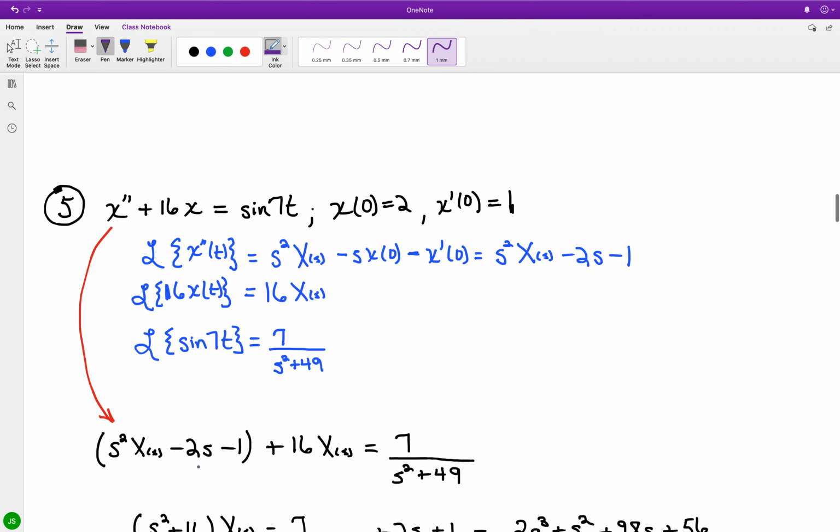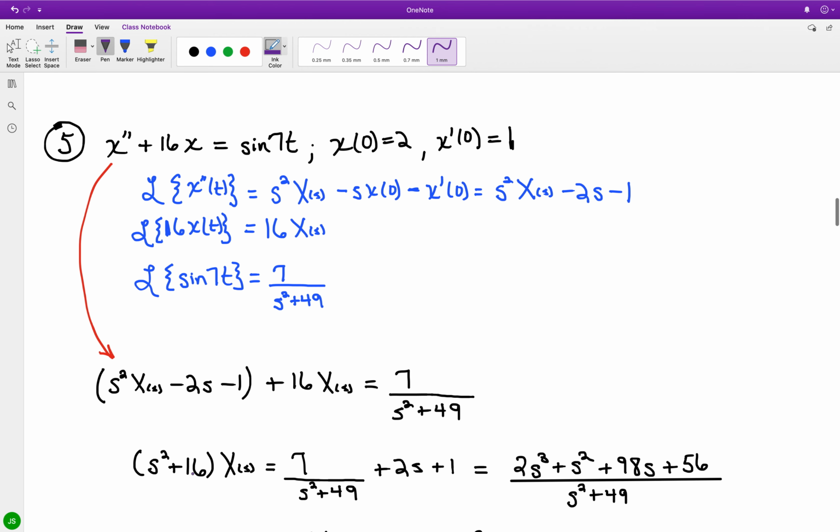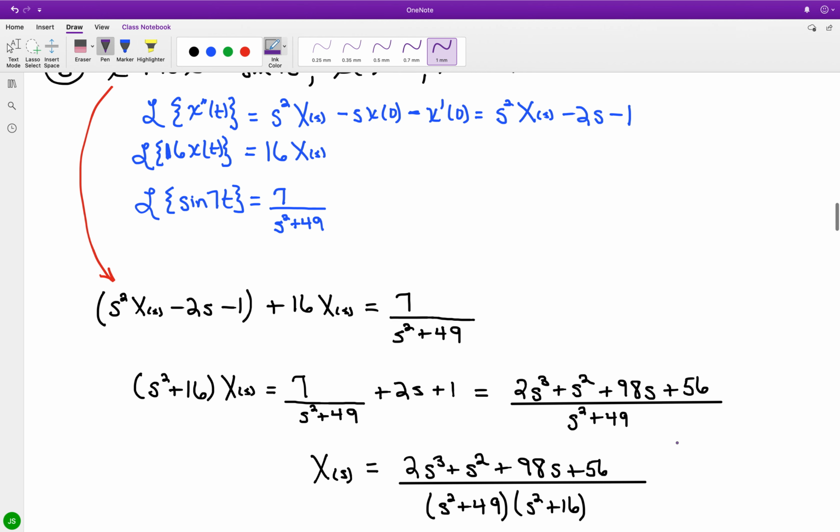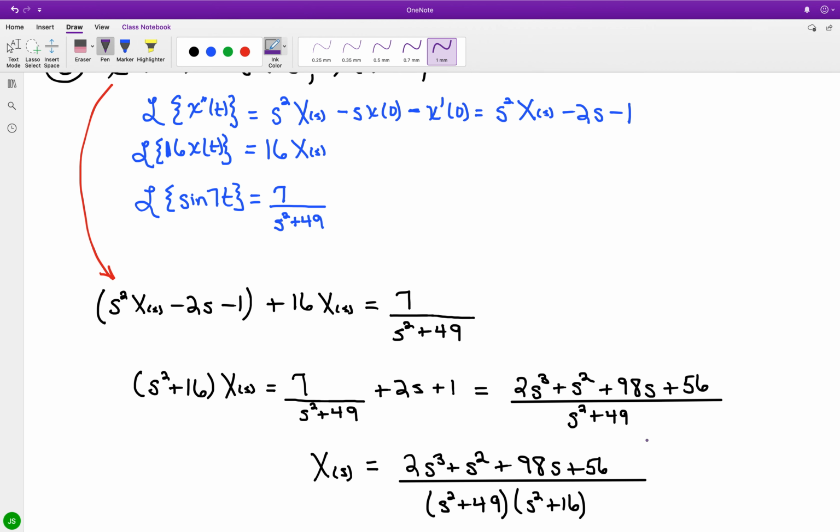As you look at isolating the Laplace transform x of s terms, we can gather the coefficients where we have s squared plus 16. And then with 7 over s squared plus 49, if I add 2s and 1 to this term and combine as one overall ratio, we have once again a cubic polynomial over a quadratic expression. And so for the Laplace transform x of s, you have this cubic polynomial over the product of s squared plus 49 times s squared plus 16.